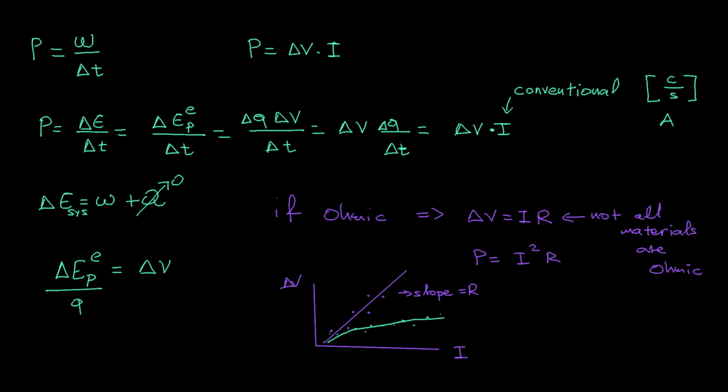My point is that this is applicable only when you have an object made from ohmic materials. Delta V times I is something that you can use in more general cases. That's why I would like you to start with this. And if we're talking about an ohmic resistor, then go ahead and use delta V equals IR to find the power. But always start with this.